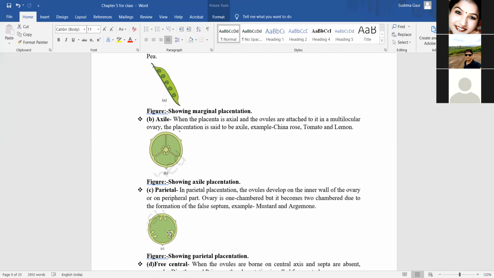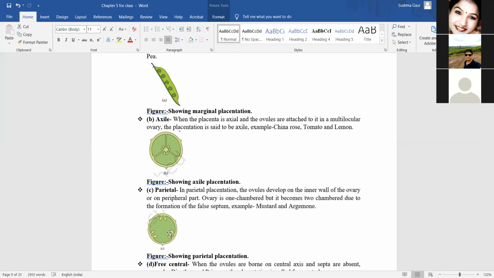Okay. Shreya, see, I'm sharing 2 pictures with you. See them, ma'am. Parietal placentation and this axile. On WhatsApp. Yeah, on WhatsApp. Okay, ma'am. I'll check.